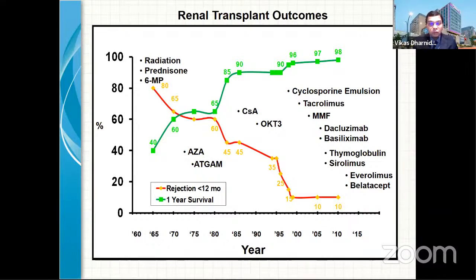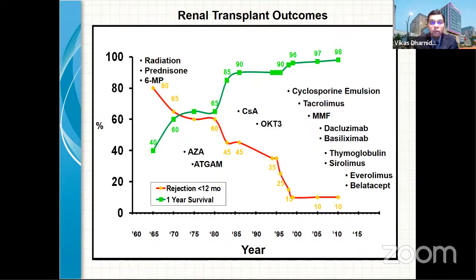Now the medications that we started using, if you go back all the way to the original medications used in the 1960s onwards, that's shown in the x-axis over here on the graph. Initially, the drugs used were prednisone, 6-mercaptopurine, which is a precursor for azathioprine, and then body irradiation. And at that time, the acute rejection rates shown in the red line were very high. The first year acute rejection rates were 80%. Most patients were told to expect at least one episode. And allograft survival in the first year, shown in the green line, was very low at only 40%.